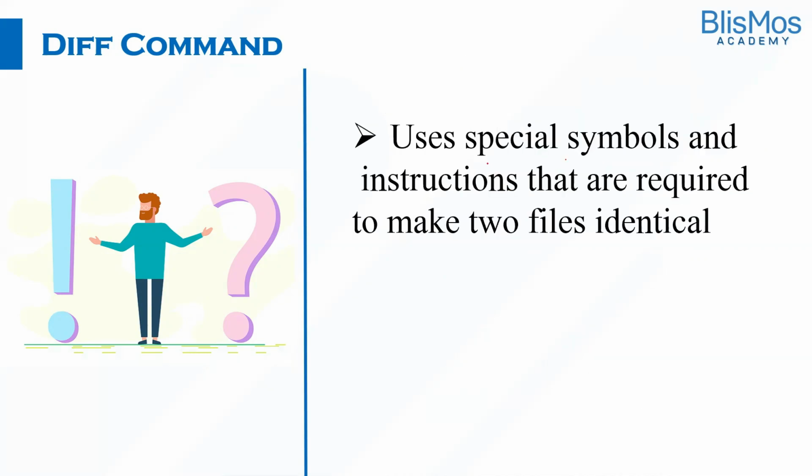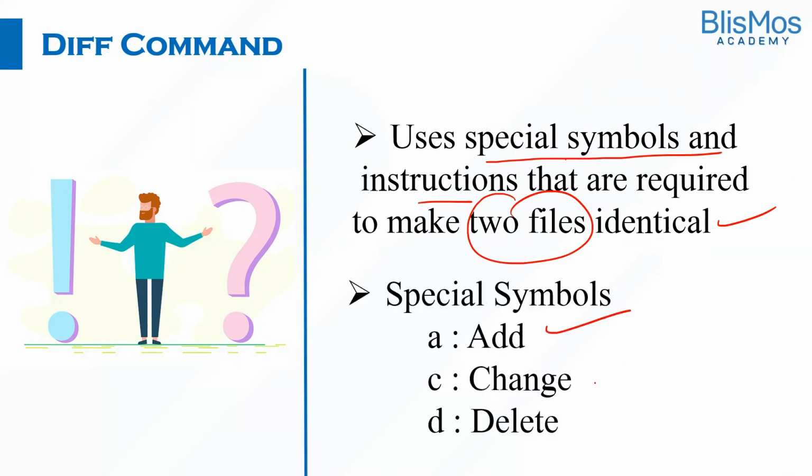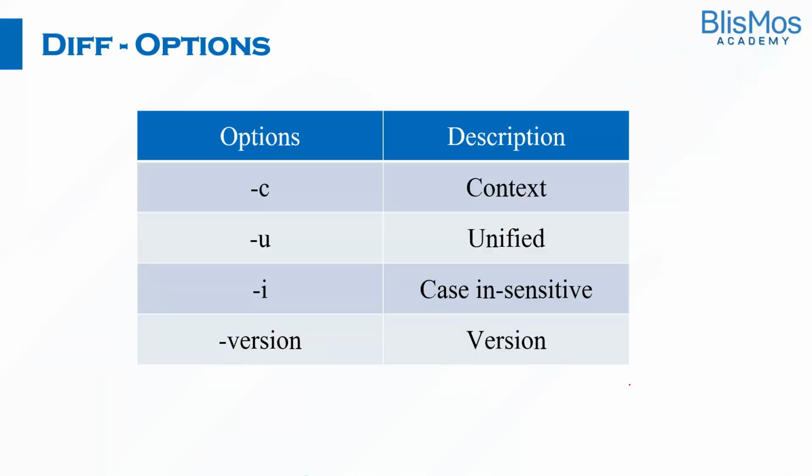The diff command uses special symbols and instructions that are required to make the files identical. Which are those special symbols? They are add, change, and delete. We do have some options in diff command. One option is context. The second option is unified. The third option is case insensitive. And we do have an option like version, which just displays the version of the diff command. We look at them as a part of our hands-on video.